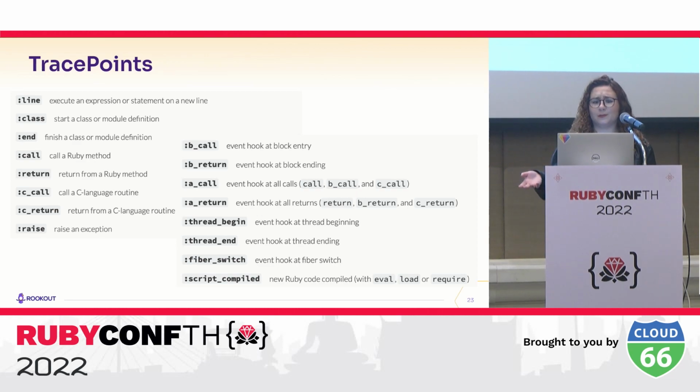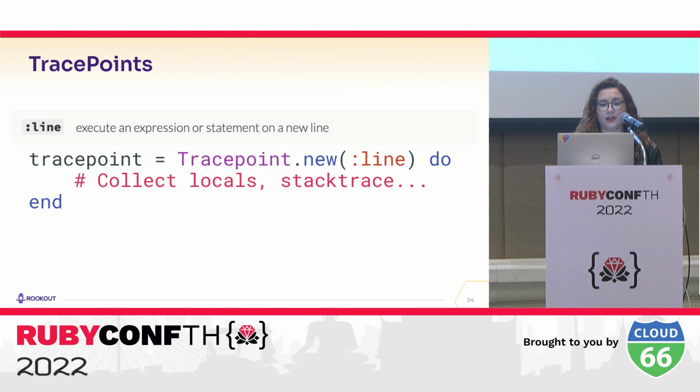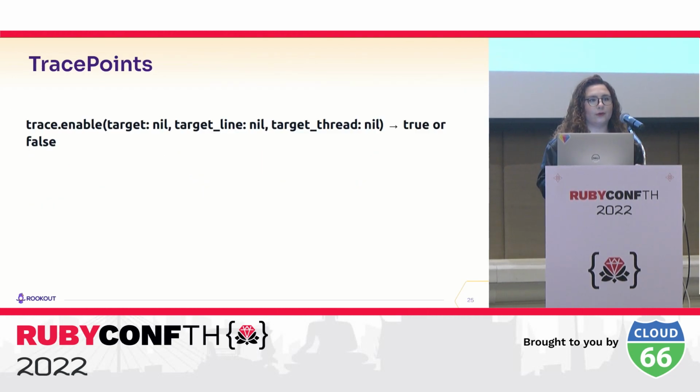Specifically, when we develop a debugger, we're going to want control over every line that is executed, and so we can use the line event. And the way we do that is pretty simple. We'll just create a trace point, sign up to the line event, and inside that callback, we'll collect locals and stack trace and everything we need to debug. Now, once we've created the trace point, we need to enable it. And enable accepts 3 parameters: target, target line, and target thread.